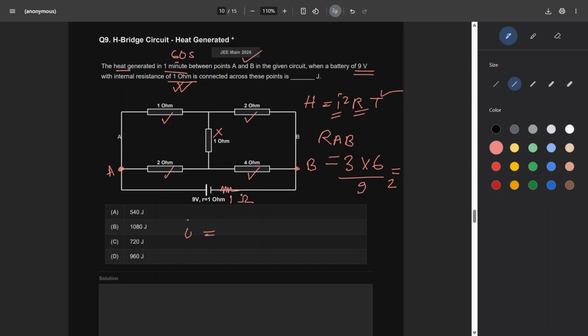For I, what we have? We have RAB here. We have another 1 ohm here. So the current will be 9 volts upon 2 plus 1, right? So it will be 3 amperes, right? So what do we have? The heat will be I squared RT. We have R as 2 and T as 60, right? So we have 18 times 60, that is 1080.